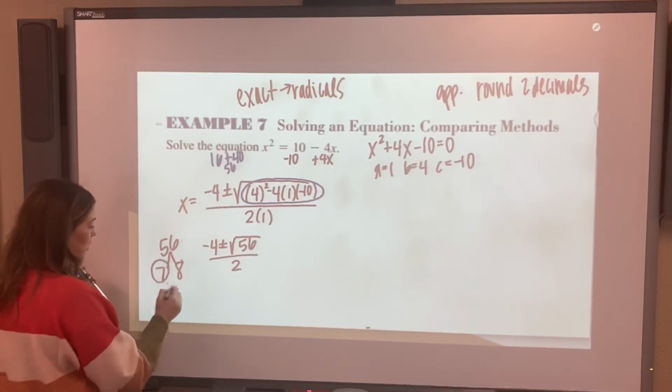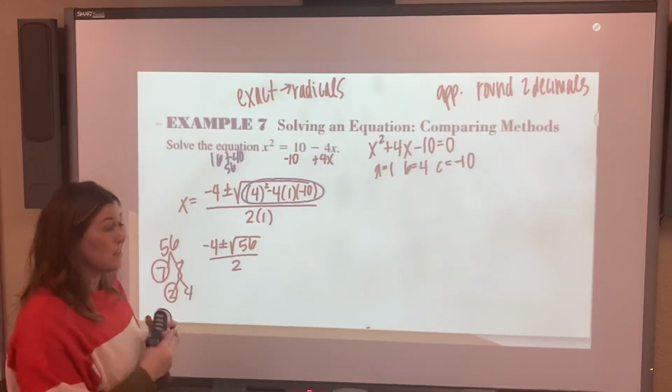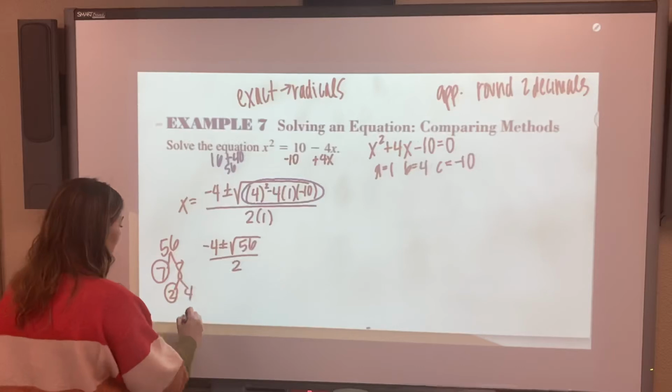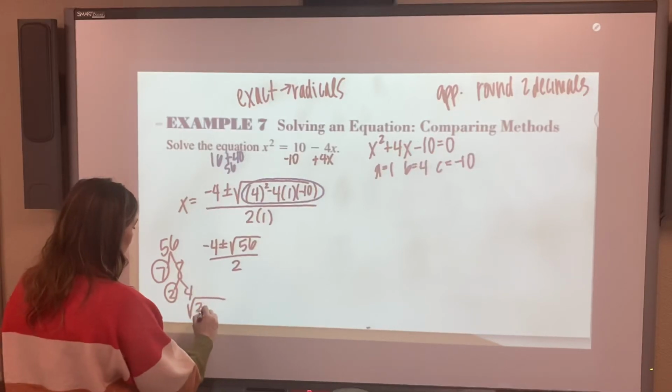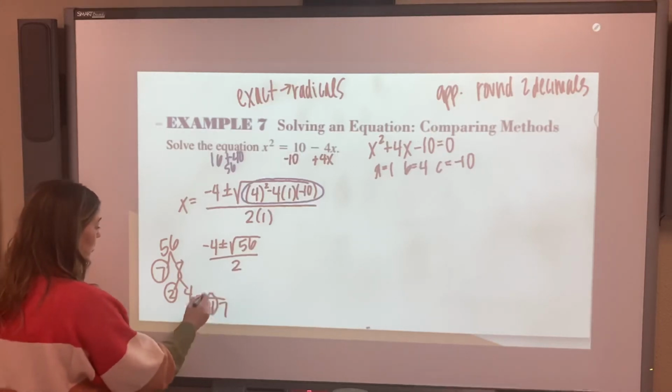7 is prime, so I'm going to circle it. Okay, 8, we have 2 and 4. Okay, 2 is prime. 4 is a perfect square, so I'm actually going to stop here because the square root of 4 is 2 times 2. So the square root of 56 is the same thing as 2 times 4 times 7. Well, the square root of 4 is 2, so I'm going to pull that out.